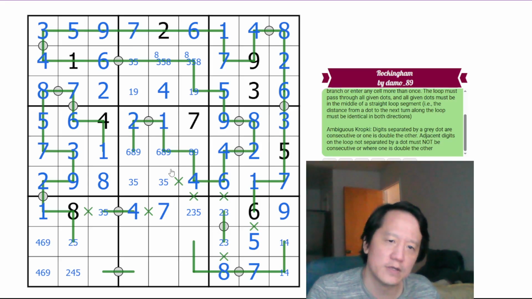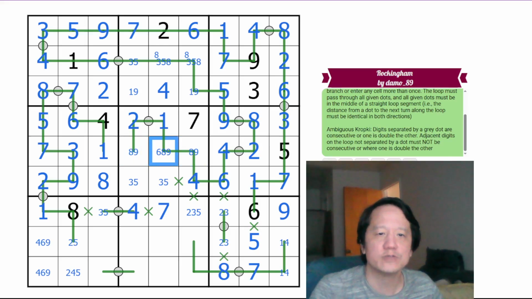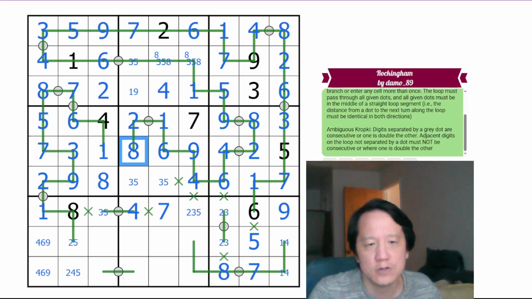That's fine. This cannot be an 8, 9 pair because that would be consecutive. So if this is 6, that would be the case. So this cannot be 6 here, which means 6 is over here. This can't be 8 because that's in a 1 to 2 ratio with 4. So this is 9, which means this can't be 9. That's 1. That makes this 8 there.